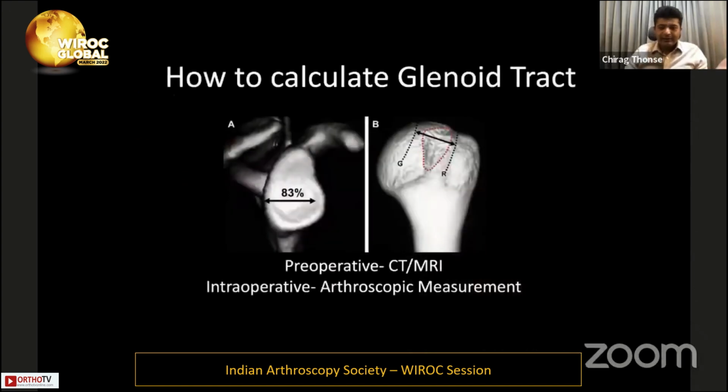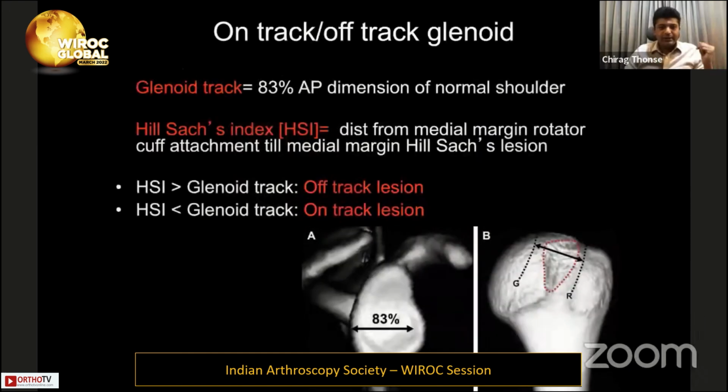How do you calculate a glenoid track? One could calculate it by a preoperative assessment, either by a CT scan or an MRI, or an intraoperative measurement using an arthroscopic measurement tool. Now, on-track and off-track lesion, what does this actually mean? A glenoid track is nothing else but 83% of the AP dimension of a normal glenoid.